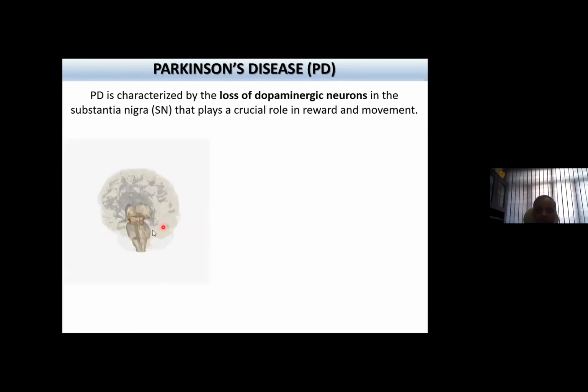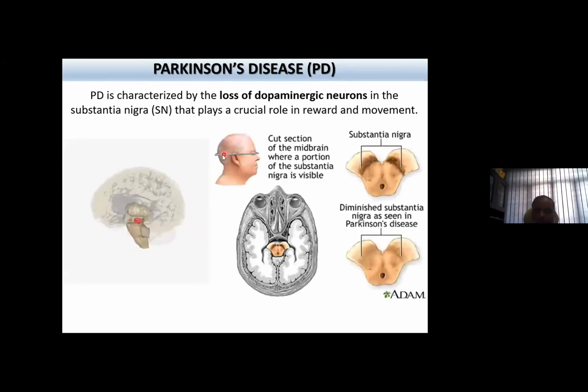This is a 3D scanned image of the brain. You can see the red points are your substantia nigra, which is present in the brain. If you do a cross section here, you see the substantia nigra like this, and the darker regions are full of dopamine. In the case of a Parkinson patient, the scan shows that the dopaminergic neurons have completely vanished. That progresses the disease, Parkinson.